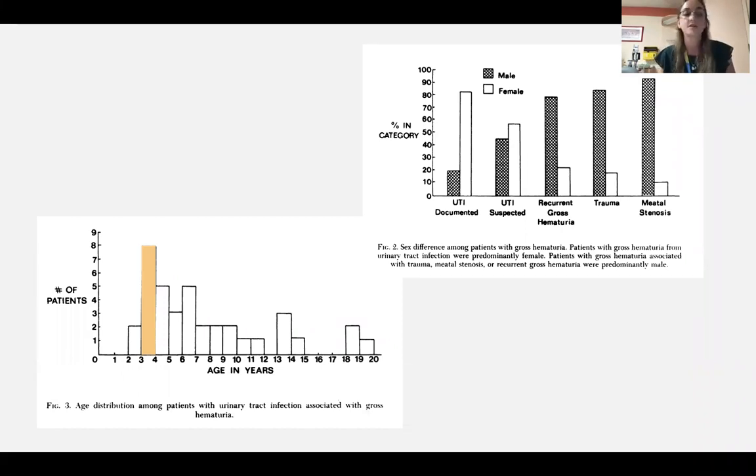711 of the visits to the ER were diagnosed as UTIs, and only 10% of them had the associated gross hematuria. The presentation of gross hematuria in the context of a UTI was more common in females, in a ratio of almost 4 to 1 compared to males, for confirmed and documented hematuria, that is. And trauma, meatal stenosis, and recurrent gross hematuria were more predominant in males.